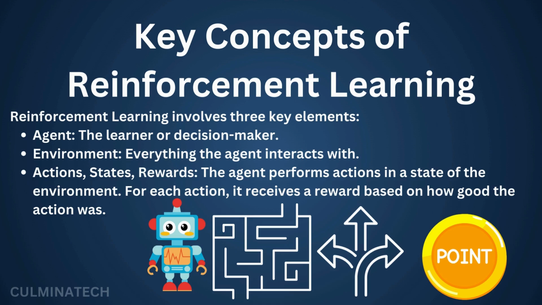Let's look at actions now. Actions are the choices available to the agent at any given state. The agent selects actions to influence the environment and move towards its goals. For instance, in a self-driving car, actions could include accelerating, braking, or steering.